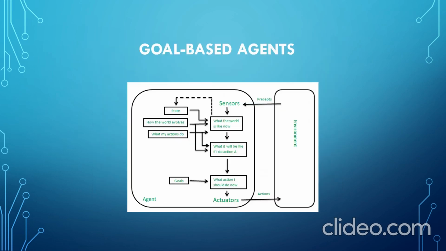The third type of agent is the goal-based agent. They choose their actions in order to achieve goals. The goal-based approach is more flexible than the reflex agent, since the knowledge supporting a decision is explicitly modeled, thereby allowing for modifications. A goal is a description of desirable situations.